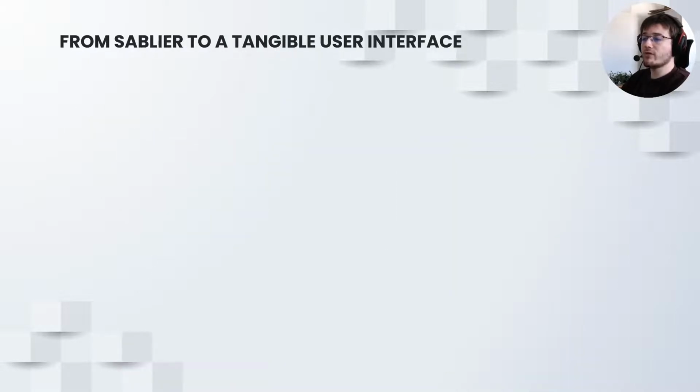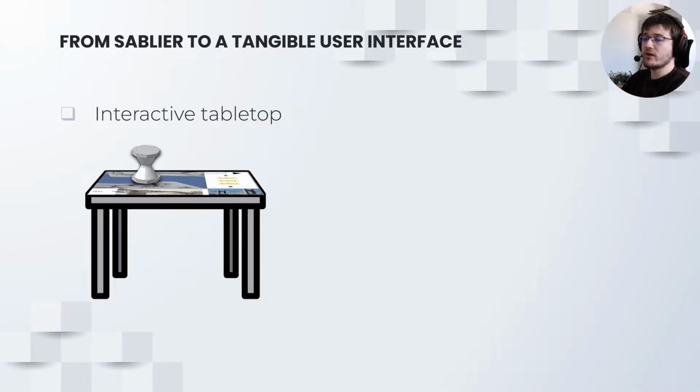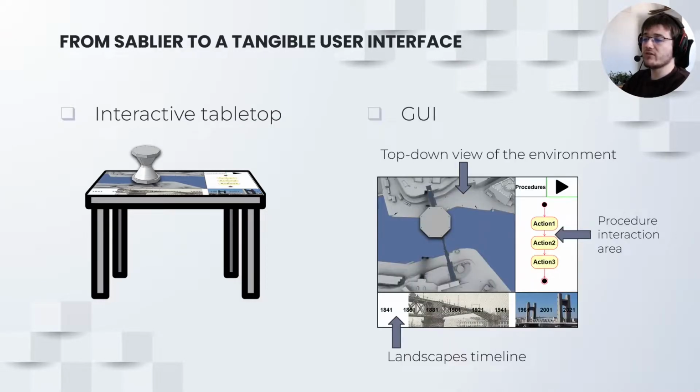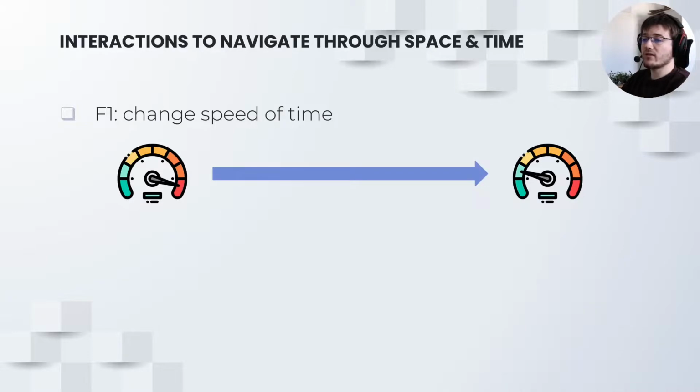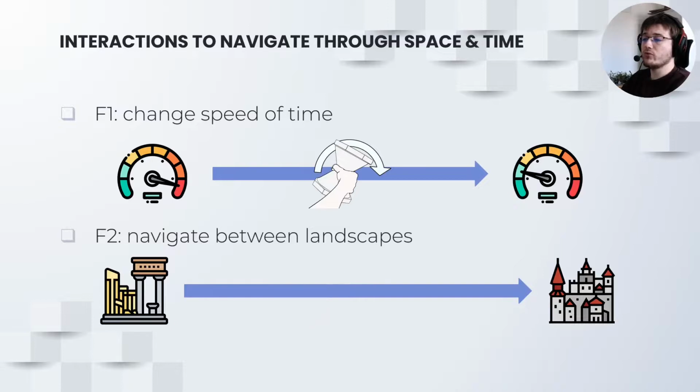In order to link our functionalities to SABLIER, we propose to couple SABLIER to an interactive tabletop that will allow us to display a graphical user interface. This interface allows us to give more information to the users, and the tabletop allows us to propose more diverse interactions. For example, as with a real hourglass, we propose to change the speed of time in the digital environment by tilting SABLIER. Another example, to navigate between landscapes, we propose to move SABLIER on the graphical user interface and validate this interaction with a tap.